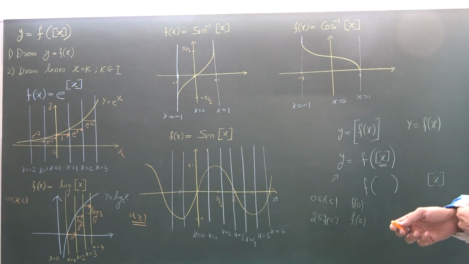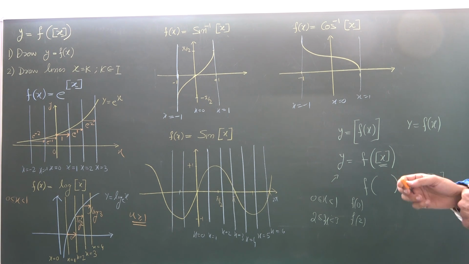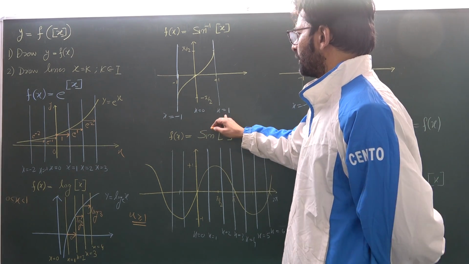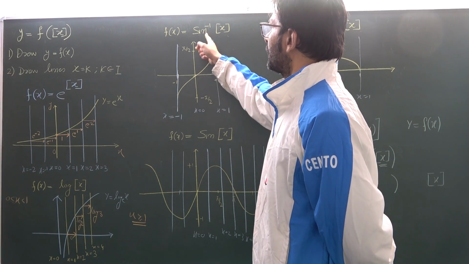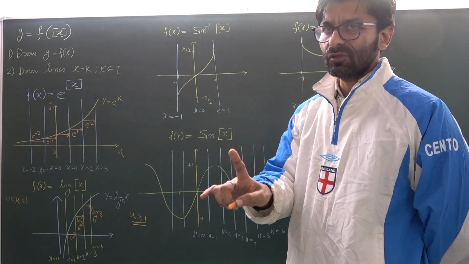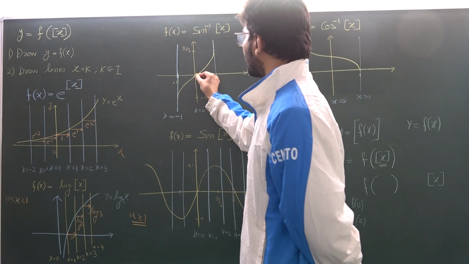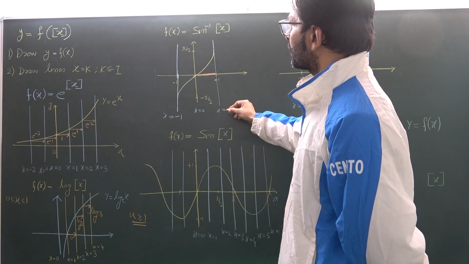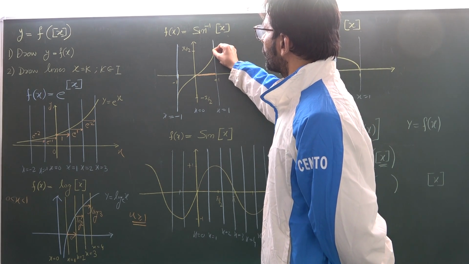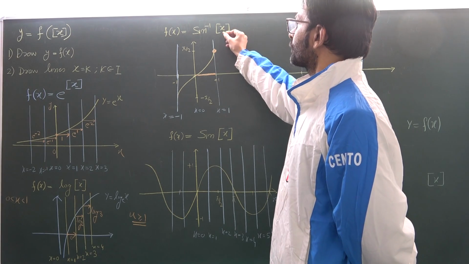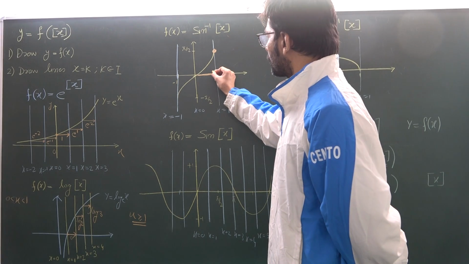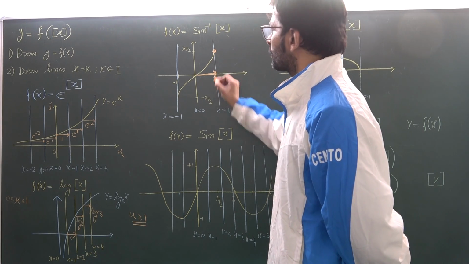Next, f of x equals sine inverse of greatest integer of x. This is sine inverse x, and then x equals 0, x equals 1, x equals minus 1. Between 0 to 1, the input to sine inverse will be 0, which means sine inverse 0 gives this entire x-axis. At x equals 1, the output is pi by 2, because if we put x equals 1, this is sine inverse 1, which means pi by 2. So an arrow at this point.